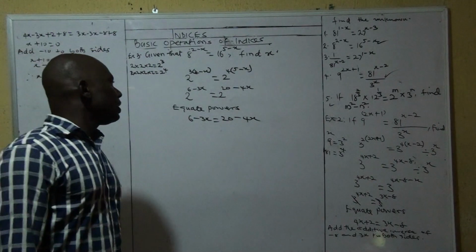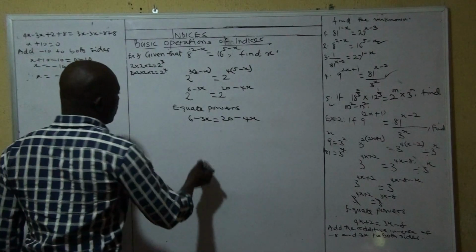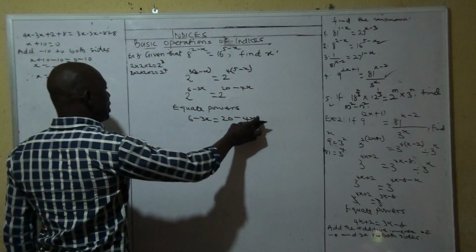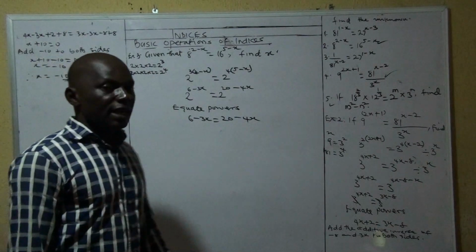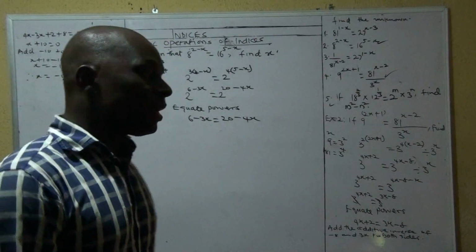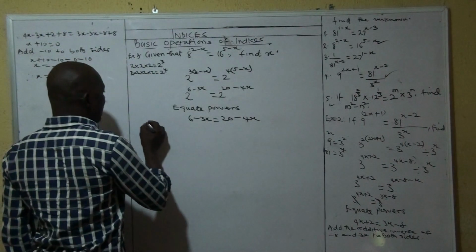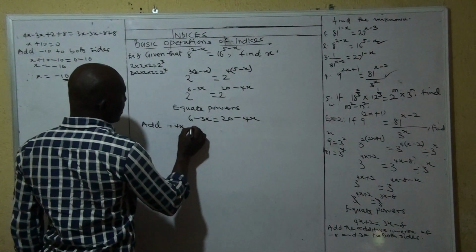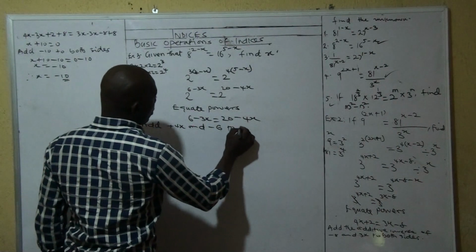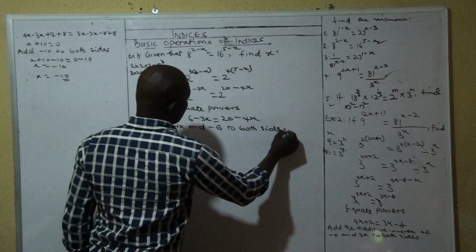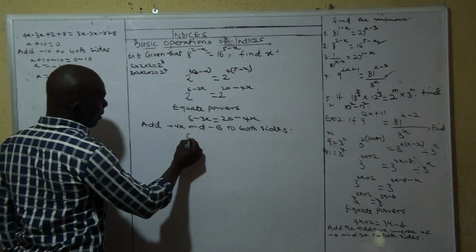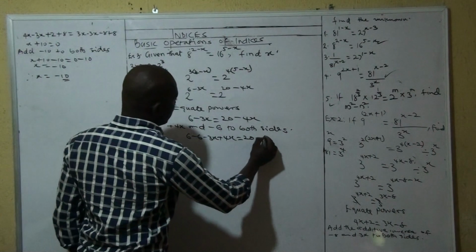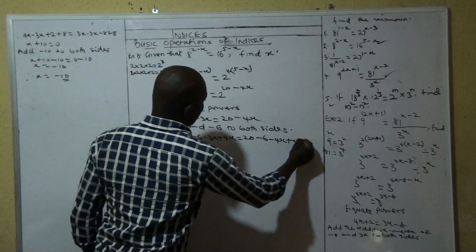So you can say that you add the additive inverse. Look at the constant terms, 6 and 20, and the unknown terms, minus 4x and minus 3x. So between minus 3x and minus 4x, which one is lesser? It is minus 4x. So we say add plus 4x and minus 6 to both sides. So here we have 6 minus 3x plus 4x is equal to 20 minus 6 minus 4x plus 4x.